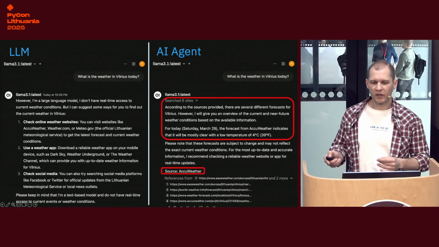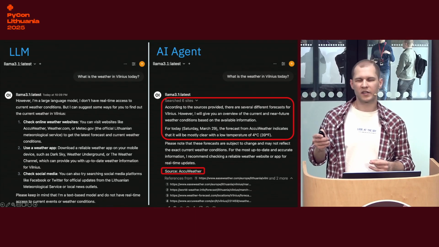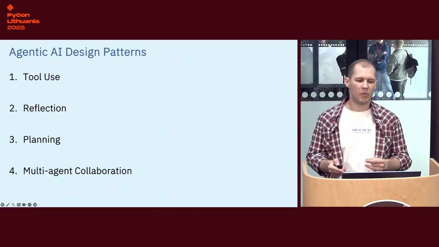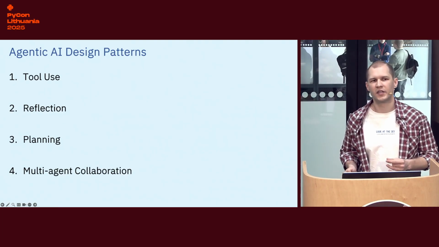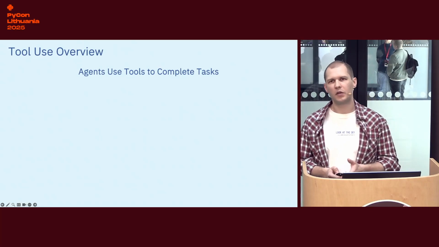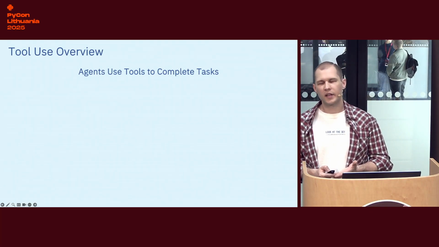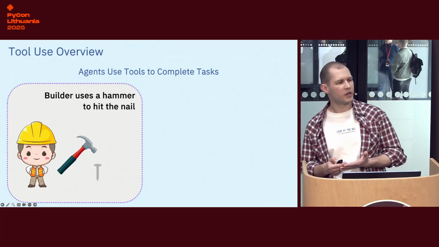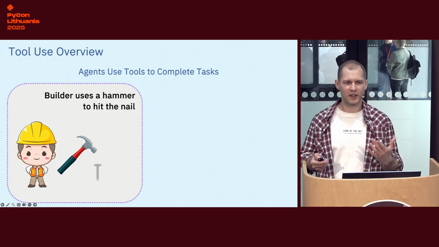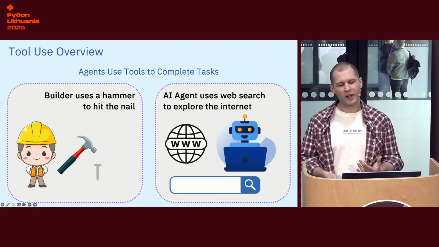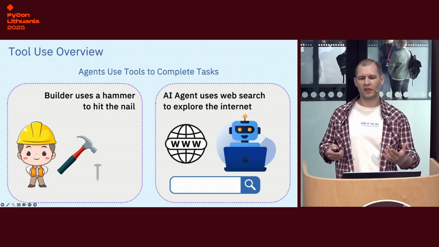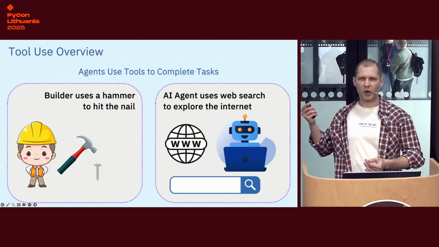Now, when talking about these agentic systems, it is also important to mention that in order to implement them, you need to apply these AI design patterns, which I will now cover briefly. First, we have the usage of tools. Just like in real life, a builder needs some kind of a tool, in this case a hammer, to complete the task of hitting the nail. In the same way, an AI agent, in order to complete its task to explore the internet, needs a tool, in this case a web search tool.